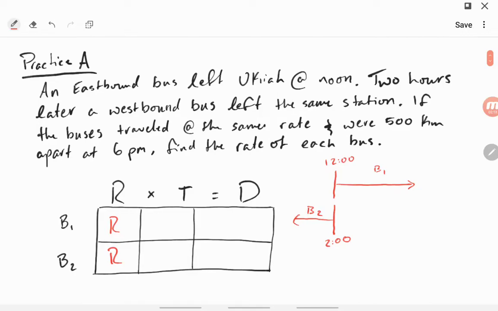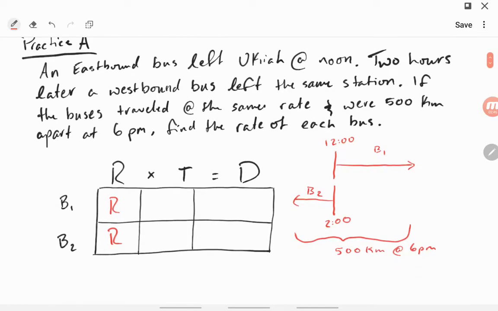What we know is the buses traveled at the same rate, and the total distance between the two of them is 500 kilometers. And they are 500 kilometers apart at 6 p.m., right? It's important for us to try and think about this and label it appropriately, so that we can fill in all the little pieces that we need. Okay, so how long was bus 1 traveling? Well, if it started at noon and it ended at 6 p.m., that's just 6 hours, right? I can plug in an actual number for time.